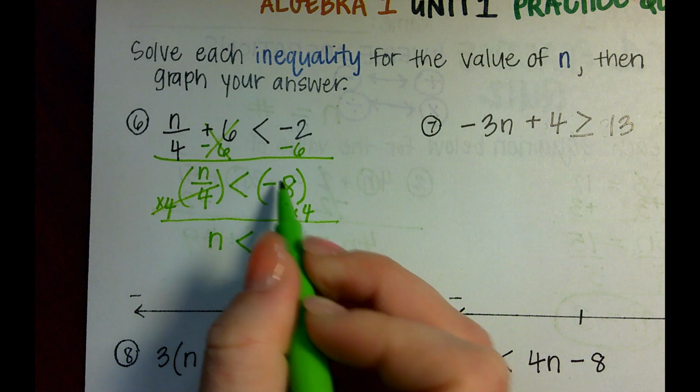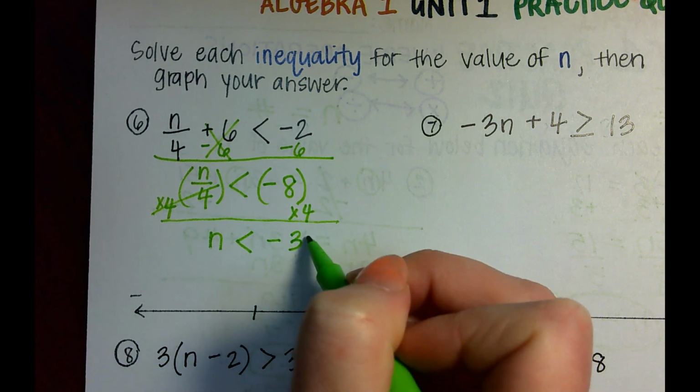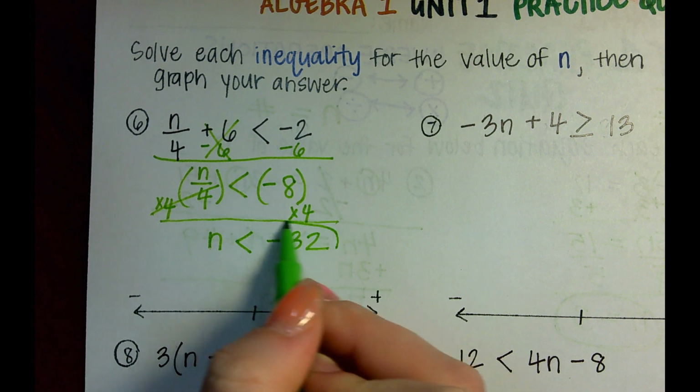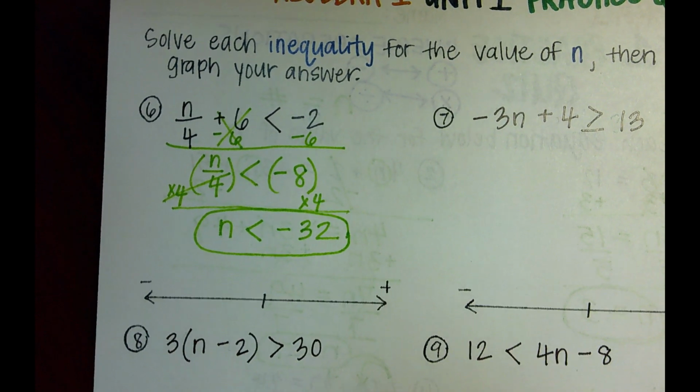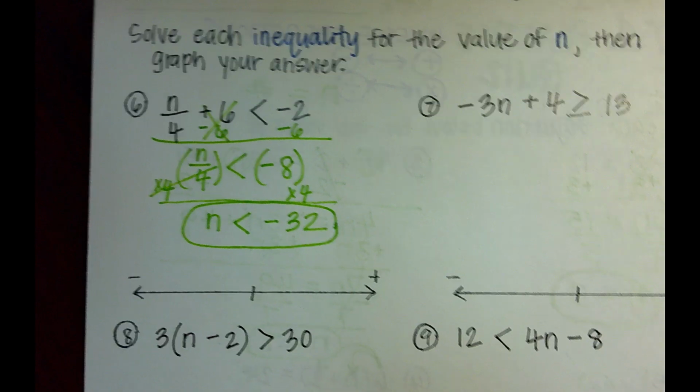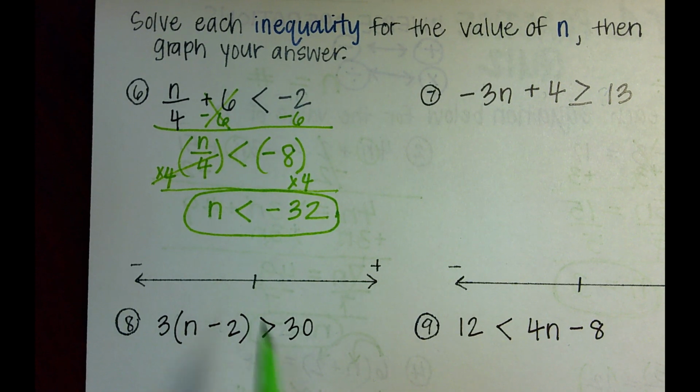N is less than negative, what'd you say? 32. Okay. All right, n is less than negative 32. So we have our answer. We circled it. How do I graph it?